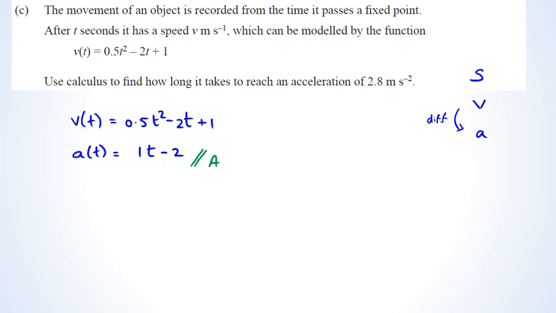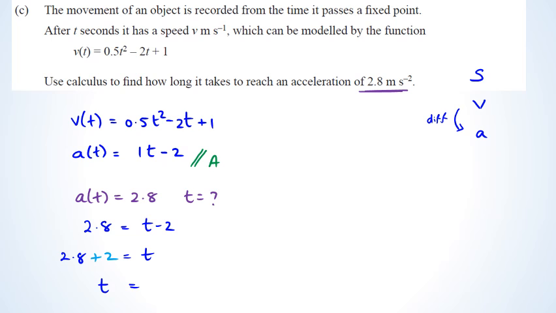But if you go back, the question is asking at what time the acceleration is 2.8. So we're saying that the acceleration a(t) equals 2.8, and we want to figure out what t is. We write down 2.8 is equal to t minus 2, and then rearrange this as t equals 2.8 plus 2, so your answer ends up being t equals 4.8 seconds. And folks, that gets you a merit here.